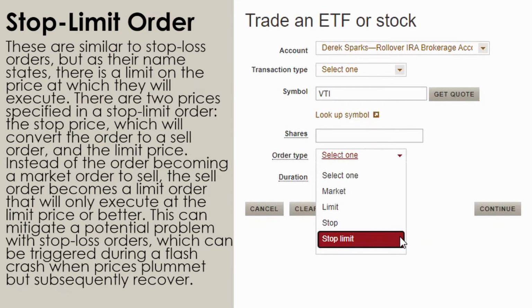The last one on the list that we're going to talk about is the stop limit order. These are very similar to stop loss orders, but as their name states, there is a limit on the price at which they will execute. There are two prices specified in a stop limit order: the stop price, which will convert the order to a sell order, and the limit price. Instead of the order becoming a market order to sell, the sell order becomes a limit order that will only execute at the limit price or better. This can mitigate a potential problem with stop loss orders, which can be triggered during a flash crash when the prices plummet, but quickly recover.